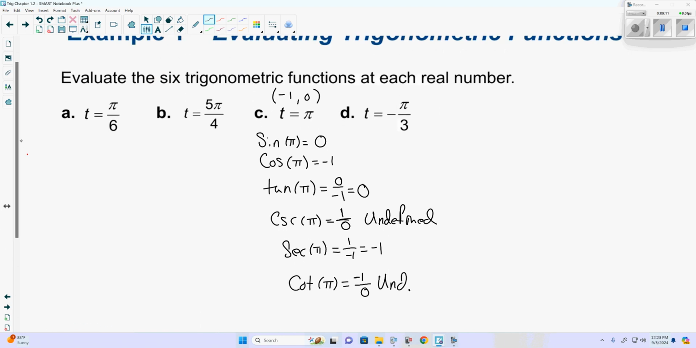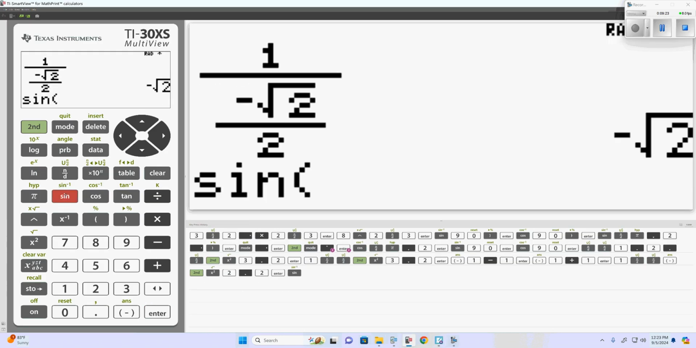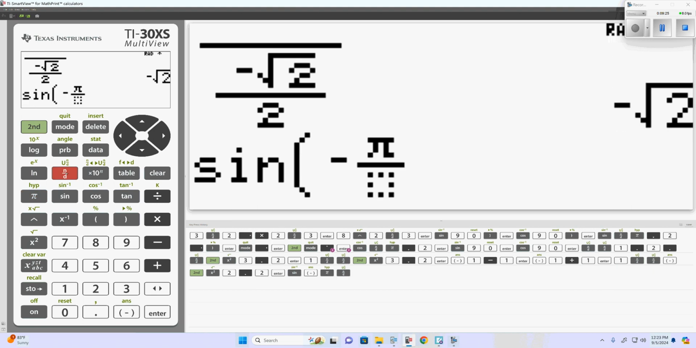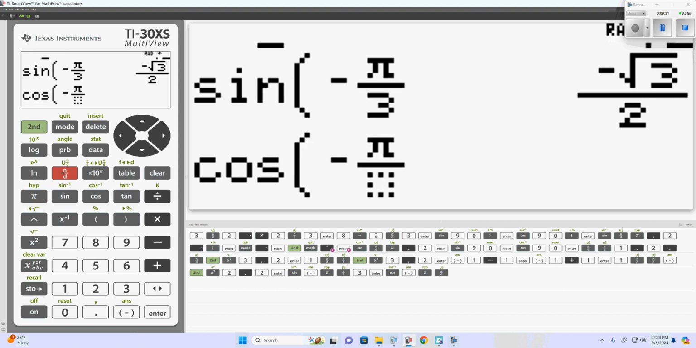Questions on these here? Now the last one we have is negative pi over 3, yes? Okay, it is already in radians. Sine, negative pi over 3. Cosine, negative pi over 3.